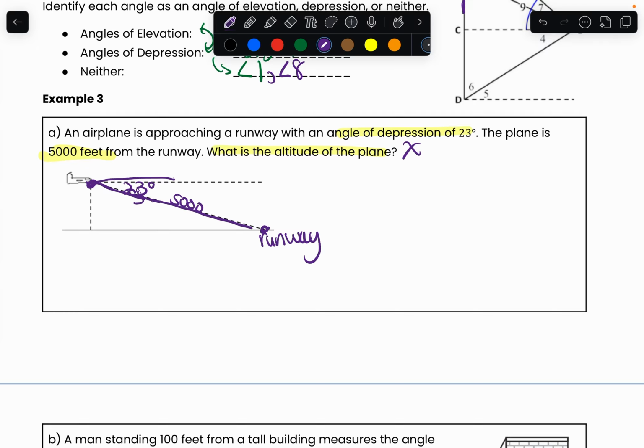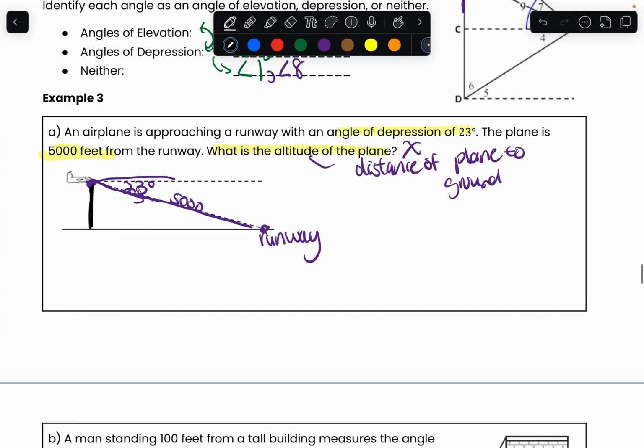Now, what is my altitude of my plane? Well, altitude is basically the distance of the plane to the ground. This is what they're asking for us. Now, from the plane to the ground is this length right here, right? This is the length. Now, in order to go ahead and find this, there are a couple of ways to do it, though. One way is that you can take this triangle right here. I'm going to show both ways, okay?